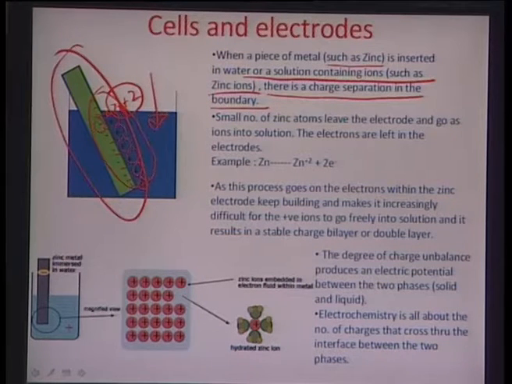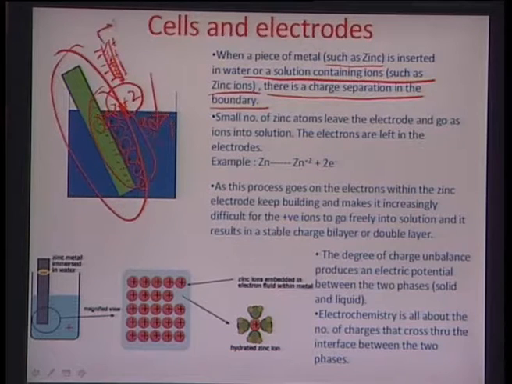It would automatically try to stop this process of zinc going into solution and creating electrons. But once the zinc goes into the solution, there is another effect: the water from the surroundings comes between the zinc and the negative charge on the electrode and forms a thin dielectric layer. So, essentially we are talking about a very small capacitance which results from the positive charges, the zinc ions in the solution, and the negative electrons separated by a small monolayer of water.